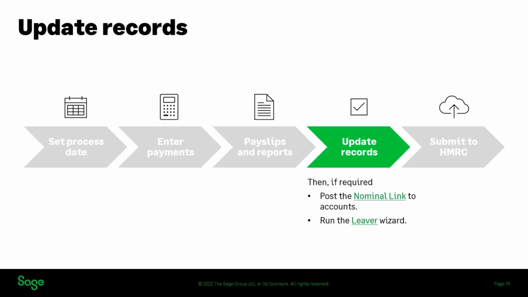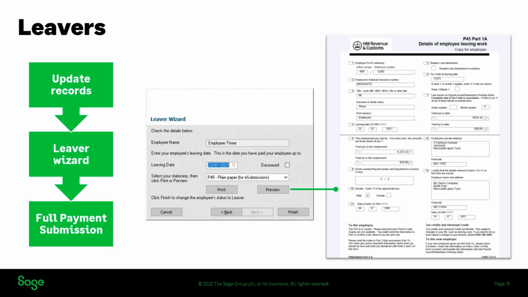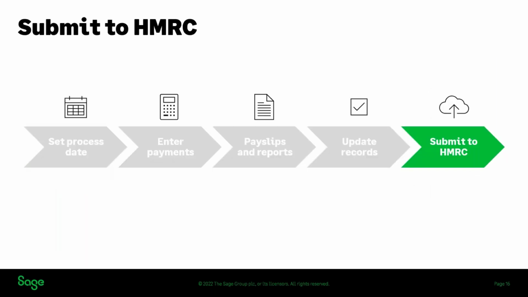So just to recap those final steps, update records and then post nominal link and run the leaver wizard. Really important that you do leavers in the right sequence. So update first to record the final payment, leaver wizard to produce the P45. Full payment submission includes the leave date. So that's why you do the leaver wizard first.